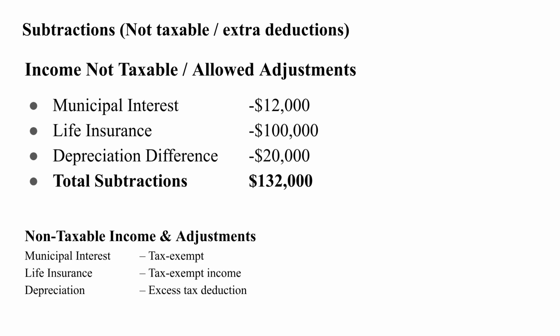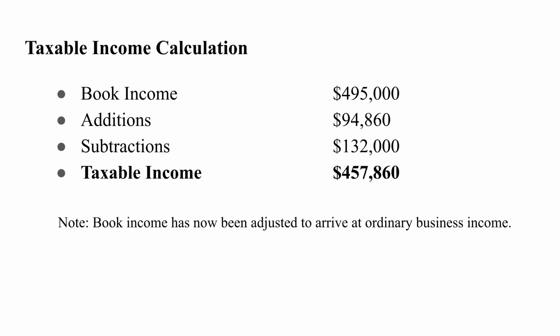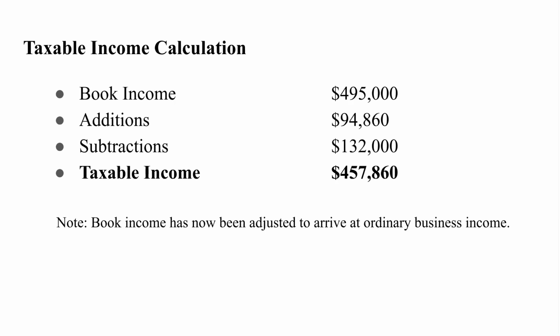For depreciation, tax rules allow accelerated methods like MACRS. This often results in higher depreciation for tax compared to books. So the excess depreciation is deducted as a subtraction. After considering all additions and subtractions, we reconcile book income to tax income. This is the core purpose of Schedule M1.